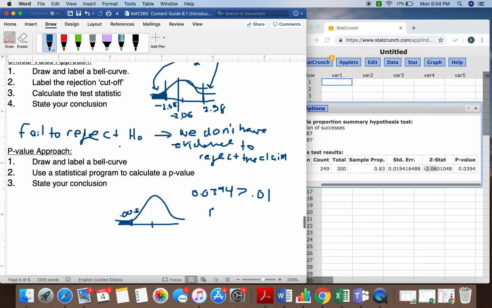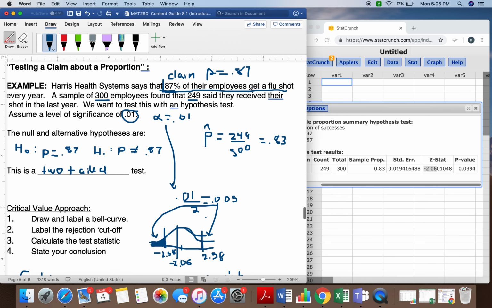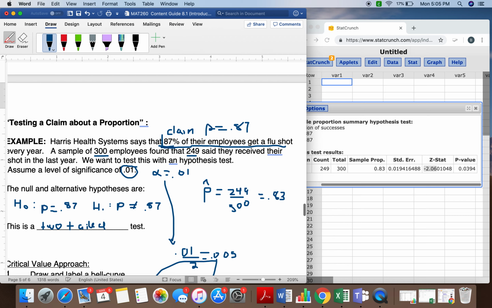So when p is greater than alpha, we fail to reject the null. And then we would come up with the same conclusion as we did before. So we fail to reject the null, which means we do not have evidence against the claim that 87% of their employees get a flu shot every year.